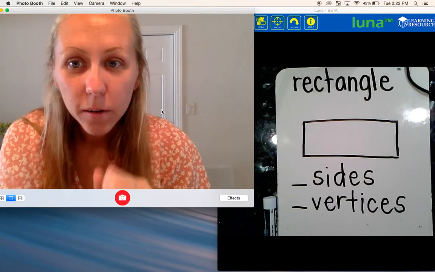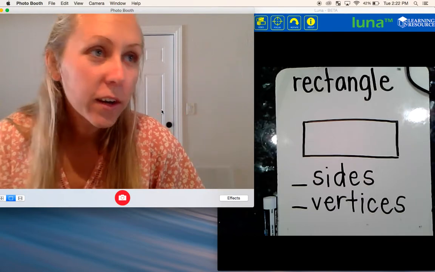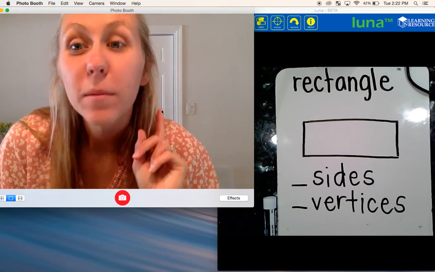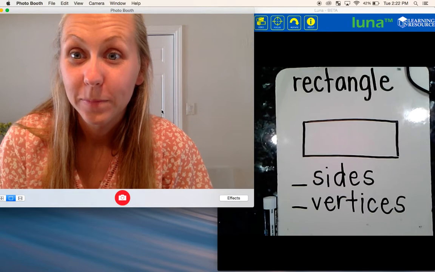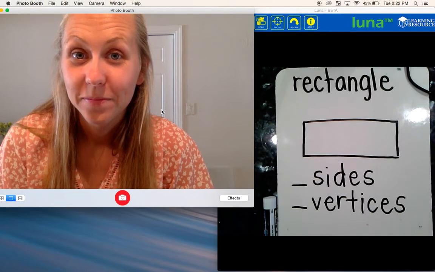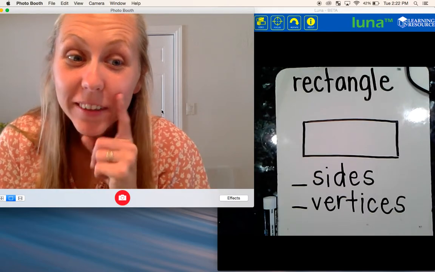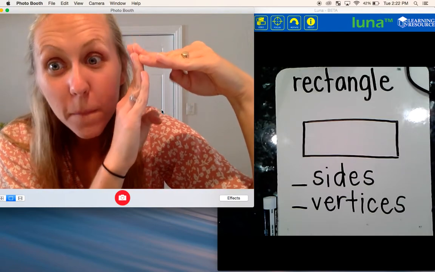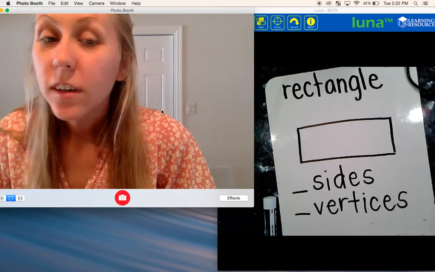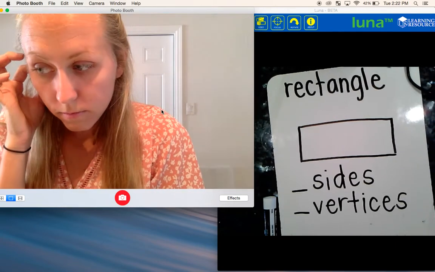Now I want you to look to somebody around the room and tell them what a vertex is, if you remember what that is. I hope you said that a vertex is when two of those sides come together to make a point. All right, so let's look at our rectangle.